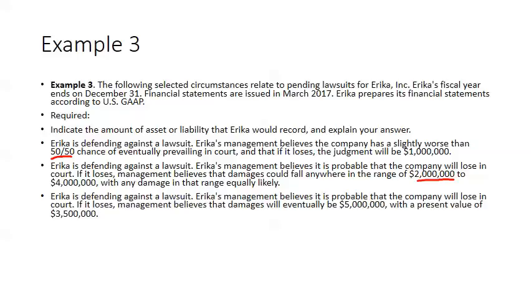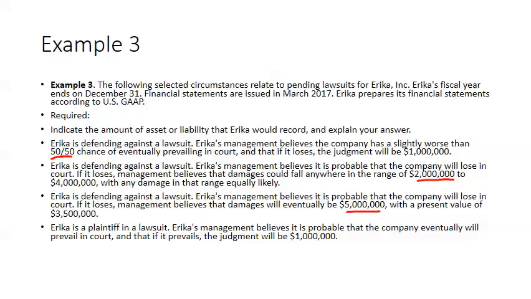Erica is defending against a lawsuit. Management believes it's probable that the company will lose. If it loses, management believes it'll eventually be $5 million with the present value of $3.5 million. Well, it's probable and you have a reasonable estimate. The only question in this one is, do you use present value? Under US GAAP, we typically do not discount the estimated losses. So you would accrue a liability for $5 million.